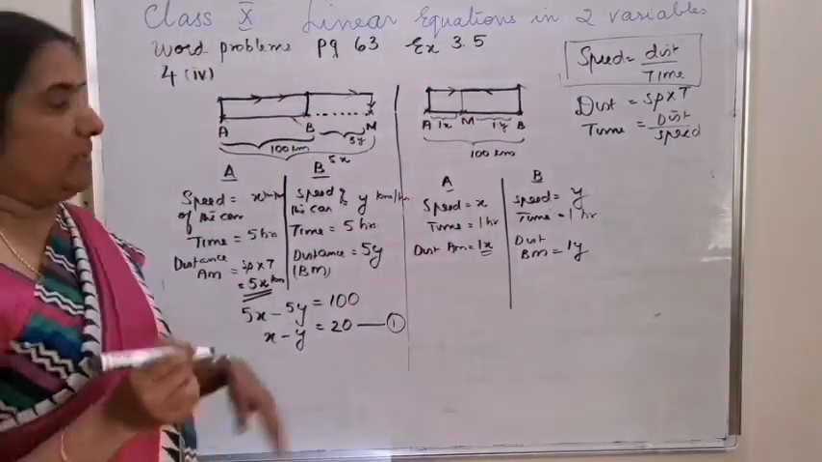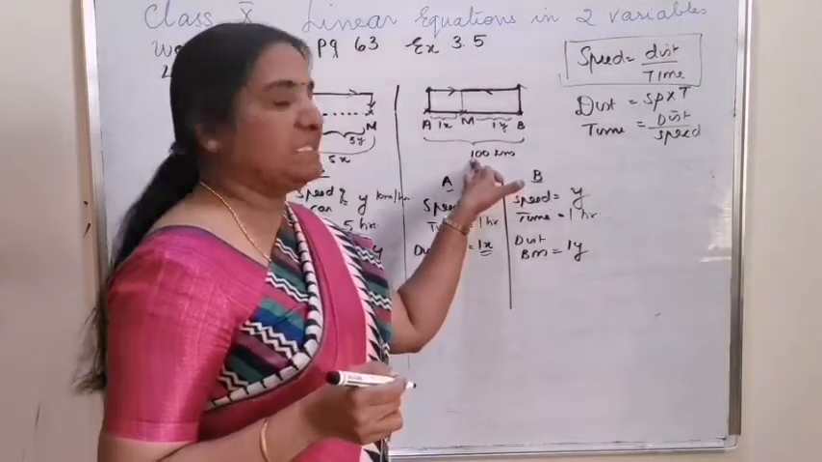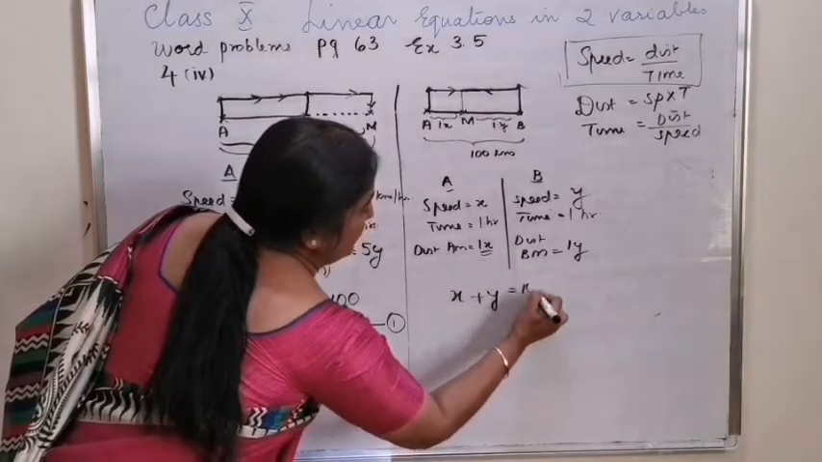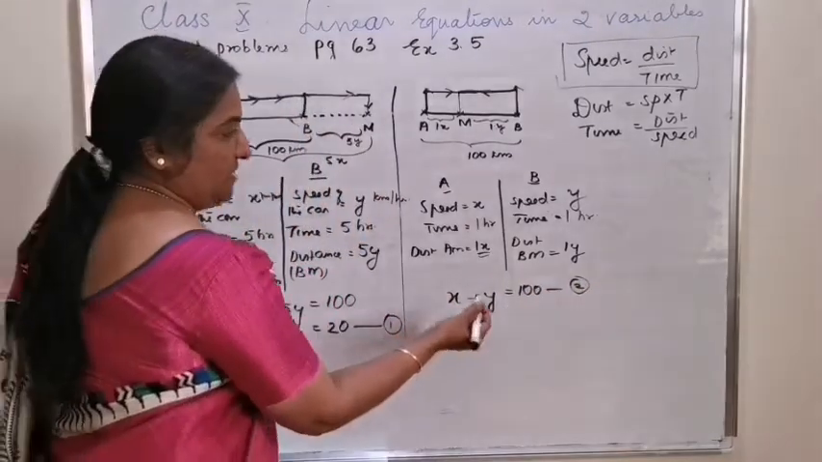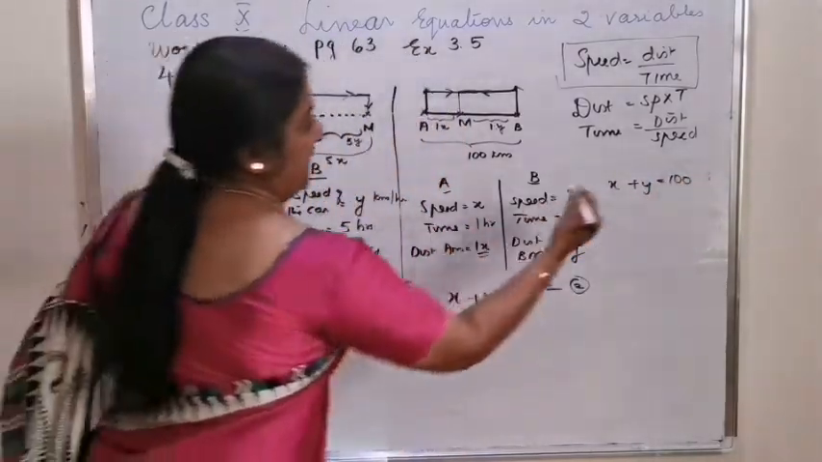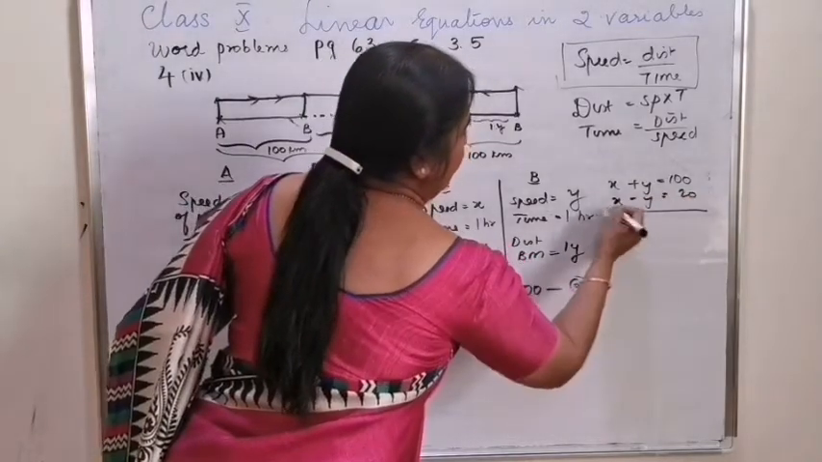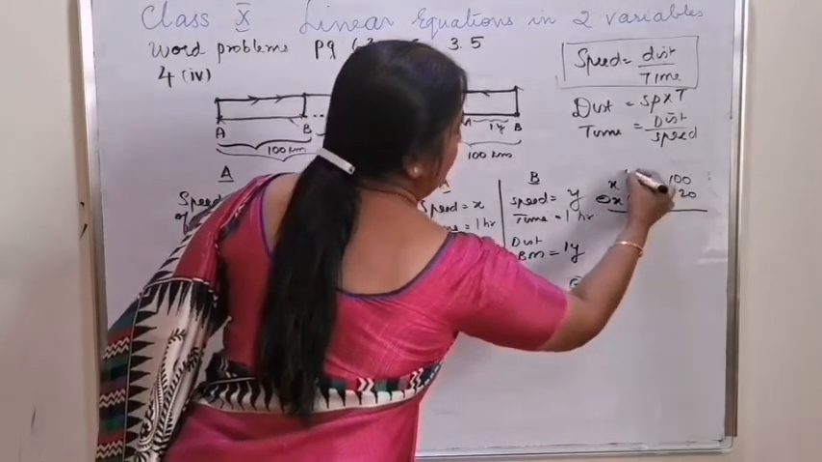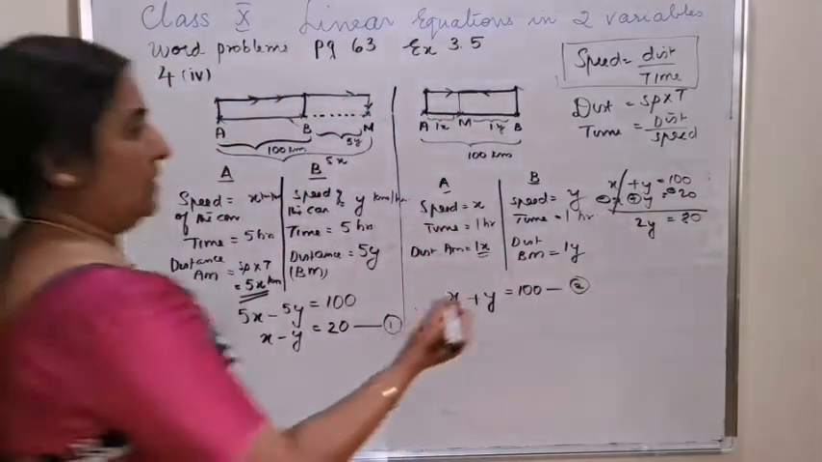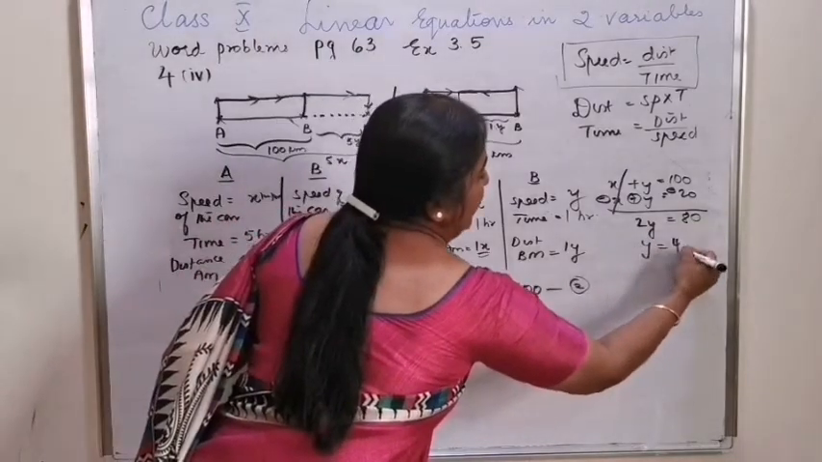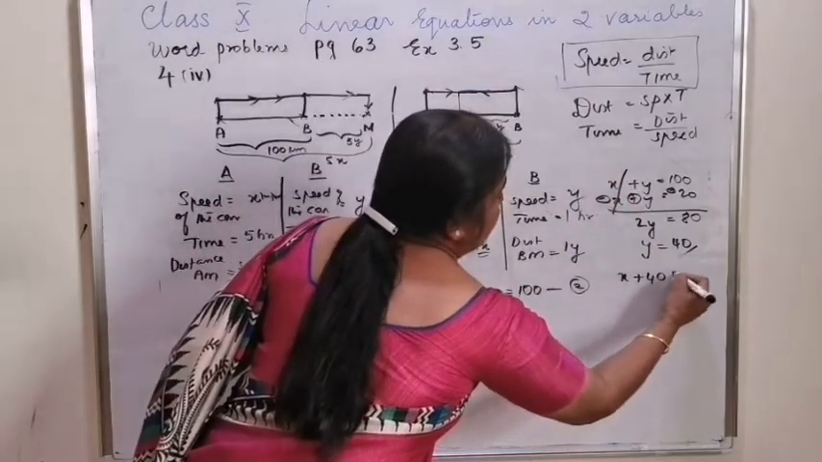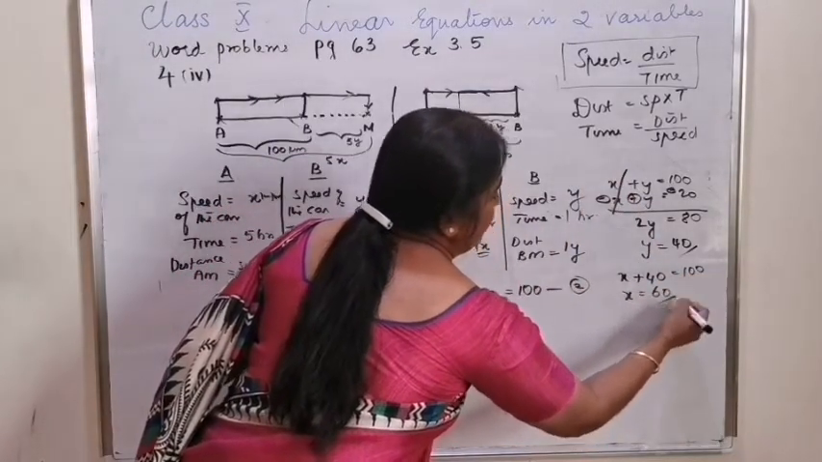So what will be the second equation? AM plus BM is equal to AB, so the second equation is x plus y is equal to 100. Solving the equations x plus y is equal to 100 and x minus y is equal to 20, we get 2y is equal to 80, or y is equal to 80 divided by 2, which is 40. Substituting, x plus 40 is equal to 100, or x is equal to 60.